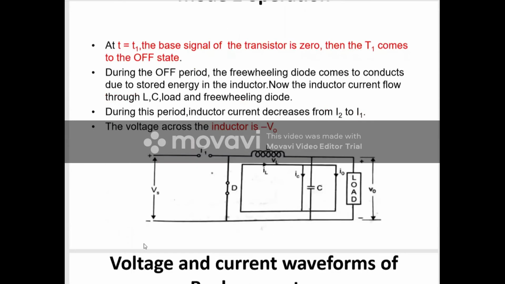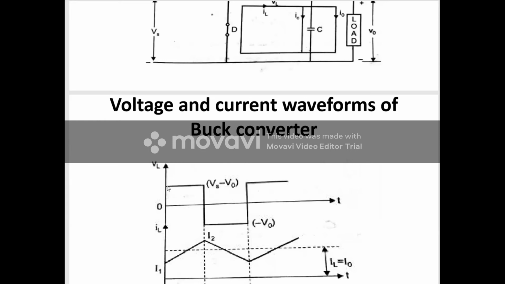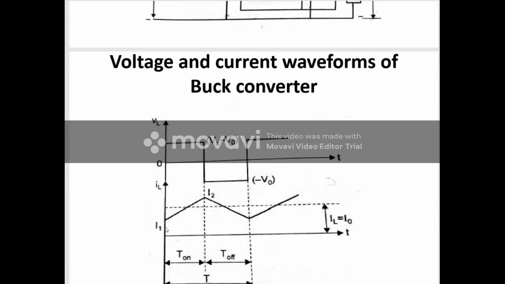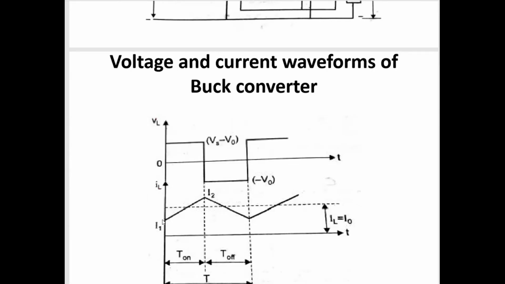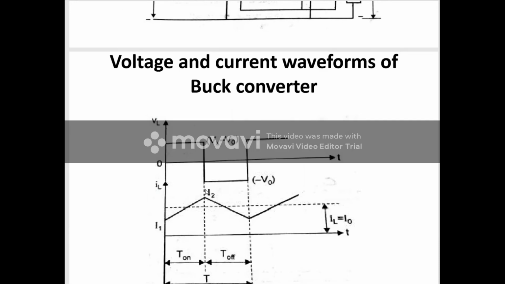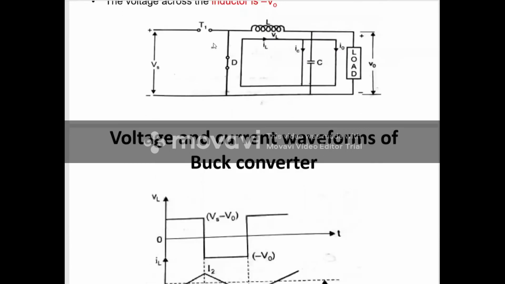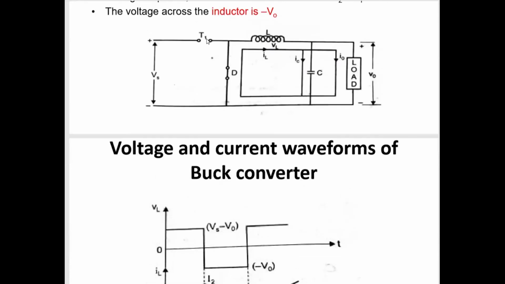During this time, the voltage across the inductor is constant, whose value is Vs minus V0. And what about the current? This is the IL. The current flowing through the inductor increases from some I1 to I2. Correct? This is the time T1. At the time T equal to T1, we are applying 0 at the base of the switch, so that switch T gets open circuit.